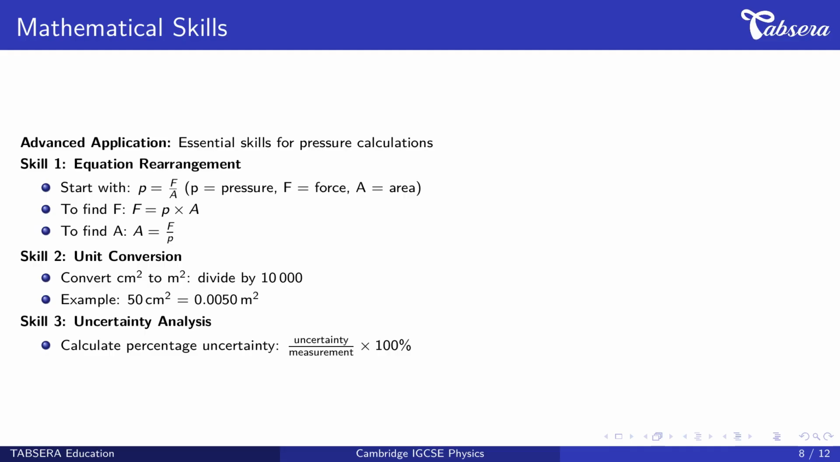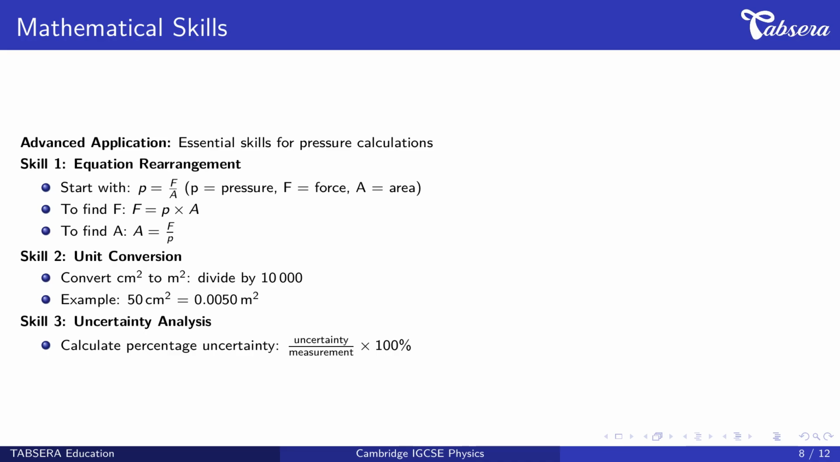Second, unit conversion. To convert from square centimeters to square meters, we divide by 10,000. Because 1 meter equals 100 centimeters, so 1 square meter equals 10,000 square centimeters. For example, 50 square centimeters equals 0.0050 square meters.